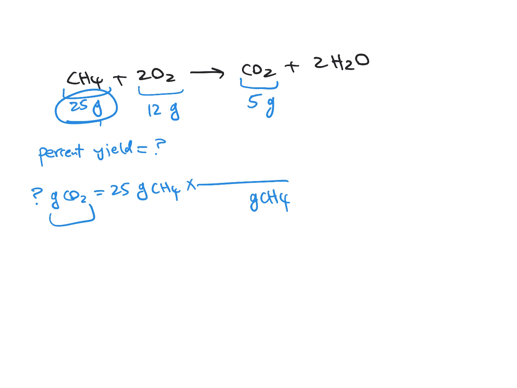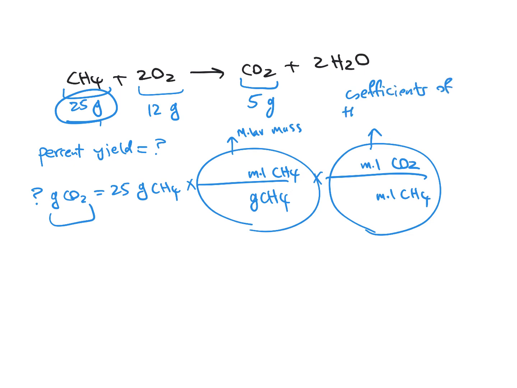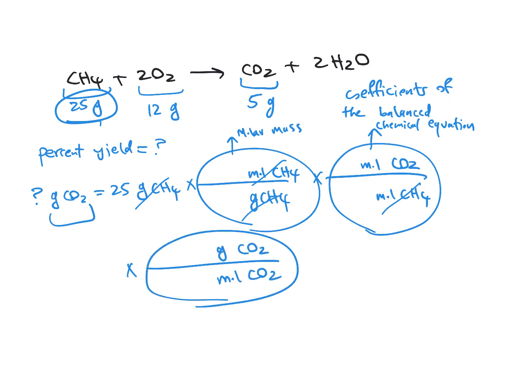factor? No. So we do grams to moles by molar mass. We do moles to moles by coefficients of the balanced chemical equation or reaction. And you see these two cancel out, these two cancel out. And finally, you convert moles of CO2 to grams of CO2 by molar mass again. Okay?